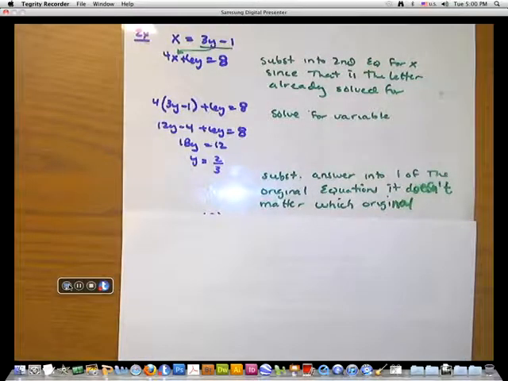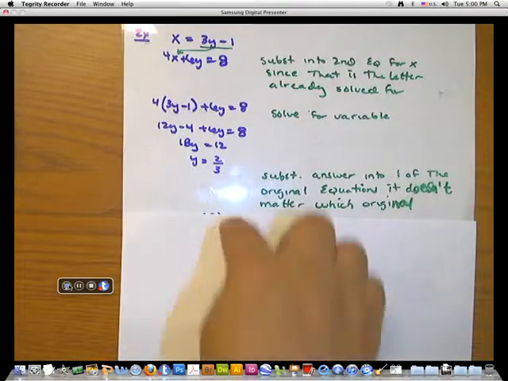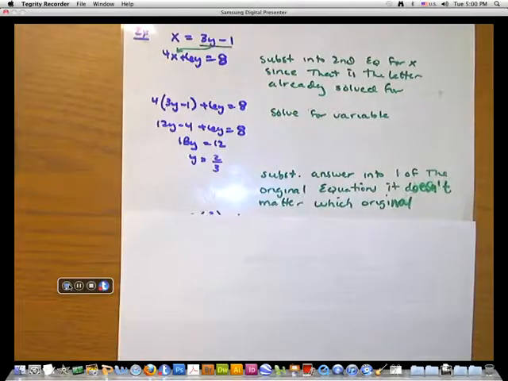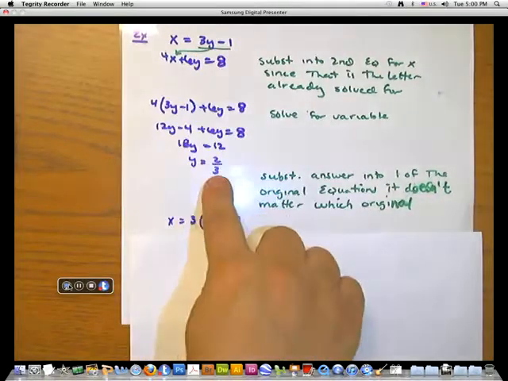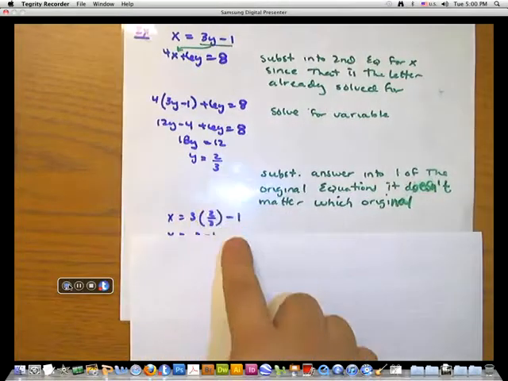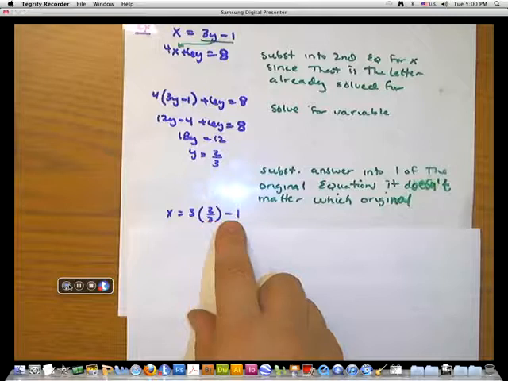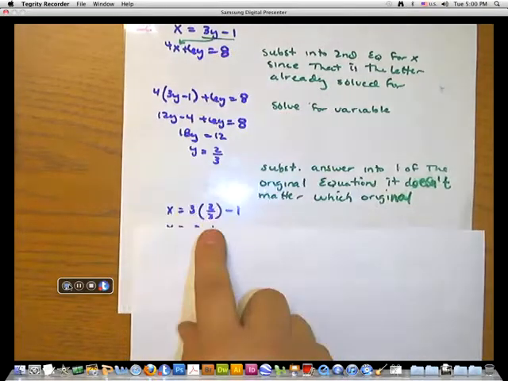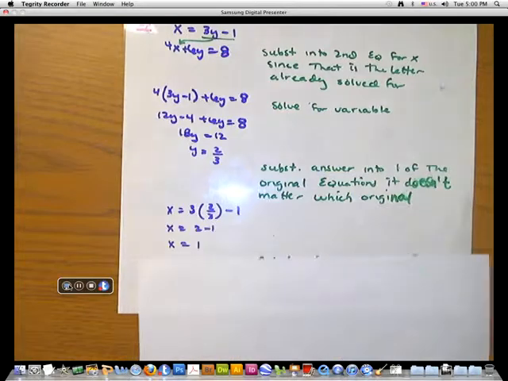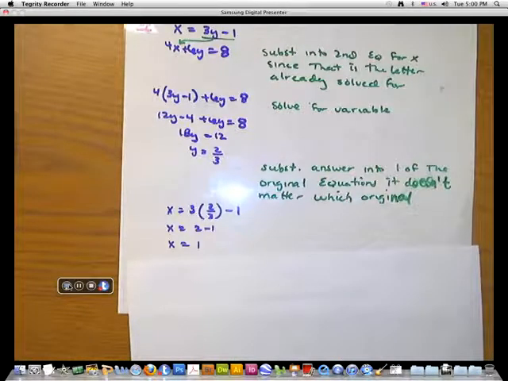It doesn't matter which original it is. It's just usually easier to go for the one that's already solved for, but you can put it into either one. So I'm going to choose the first one because that's the letter that's already solved for. And I'm going to replace the y with what I found. So 3 times 2/3 minus 1. All I did was replace the y with what I found, and I find what my x value is.